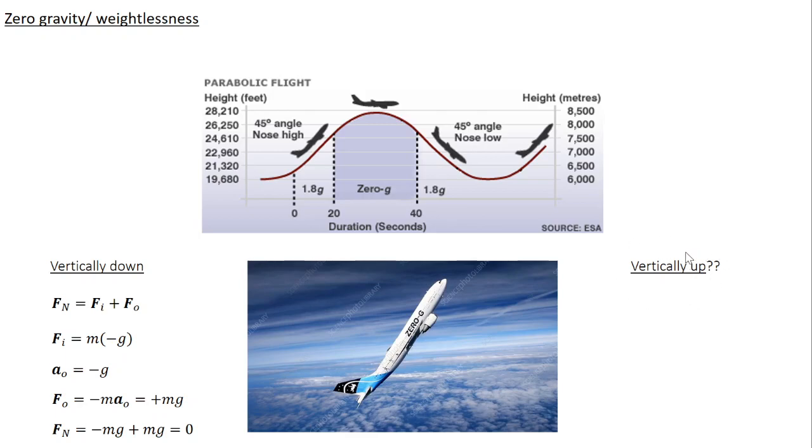Now you can do this as an assignment. What happens when the plane moves vertically upward? When the plane moves vertically upward, the acceleration of the plane is plus g, and you can substitute in this equation and see what the final result is. And from the result, try to understand physically what that means.